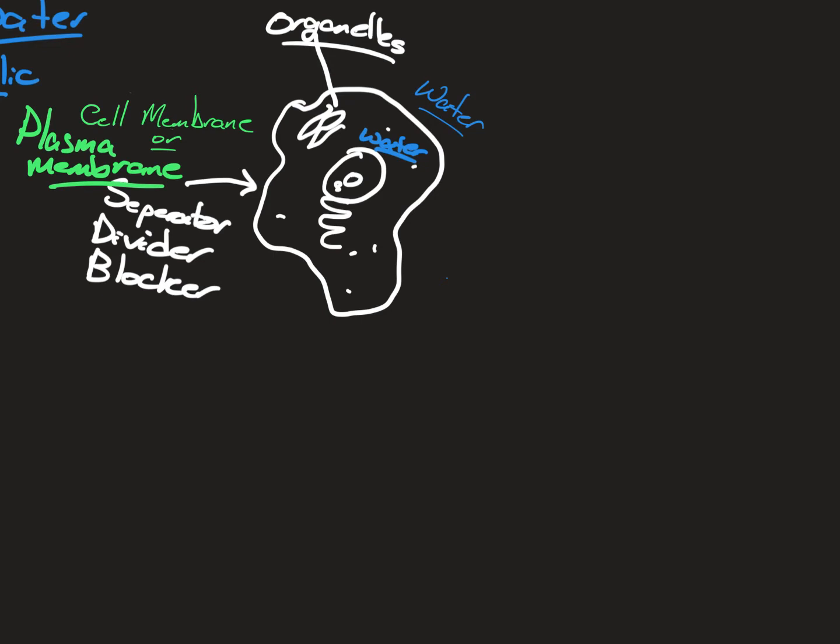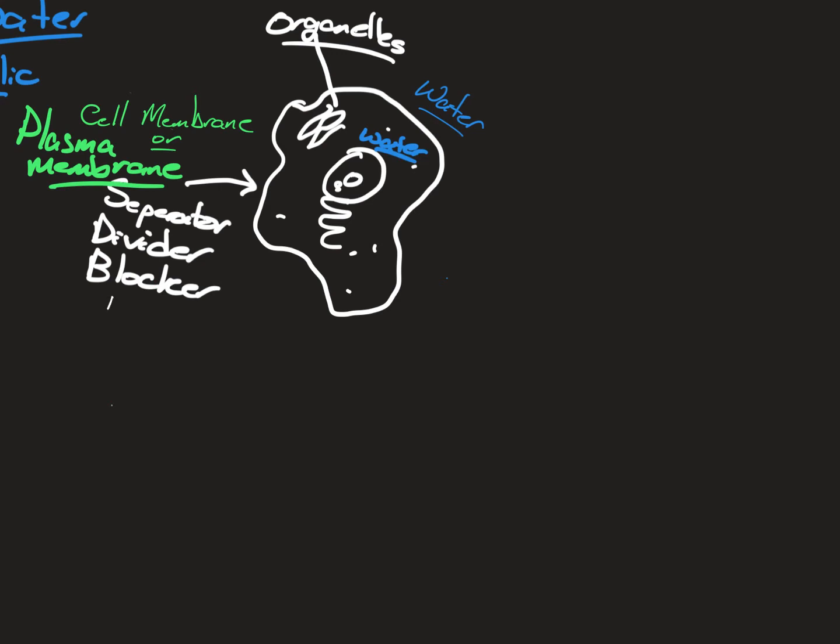Like put a wall around. Well, let's not use the word wall. It's a good word, but I don't like to use it here, because plant cells have walls. Fungal cells have walls. Bacterial cells have walls, but your cells don't have any walls. So let's not use that word. Let's use a separator, divider, or blocker. Can you think of another word that's not wall? Or one of these three? A barrier. I like that one.